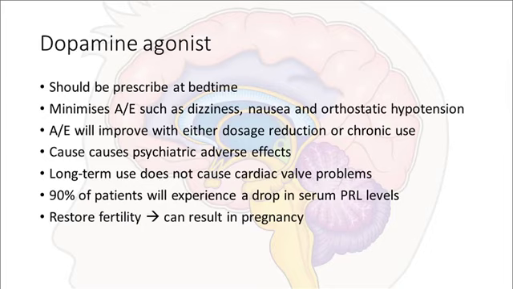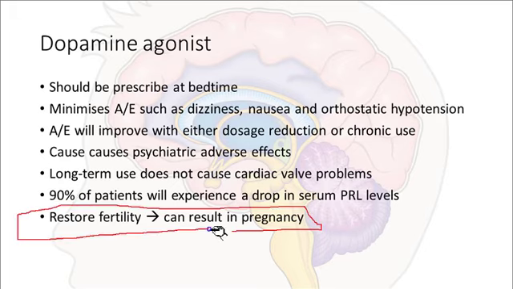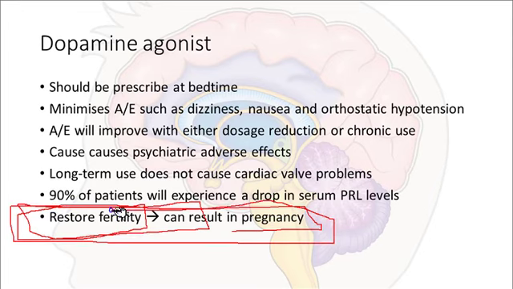Long-term use does not cause cardiovascular valve problems, and 90% of patients will experience a drop in their serum prolactin levels, which will restore fertility and can result in pregnancy. So this is something that you must make your patients aware of, right? That what happens is that you will have a restoration of fertility, not a reduction, excuse me. A restoration of fertility by taking the dopamine agonist, and the patient could potentially fall pregnant in this scenario.